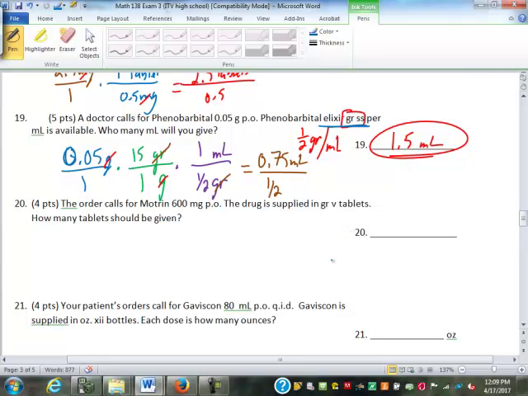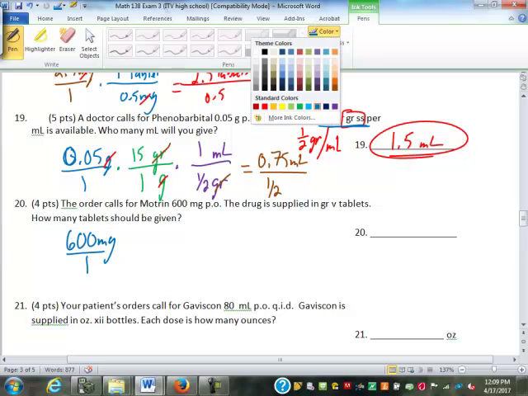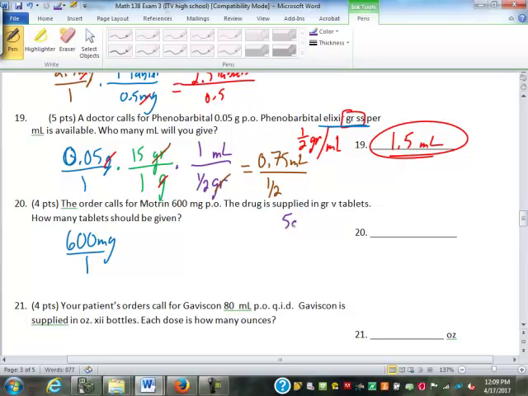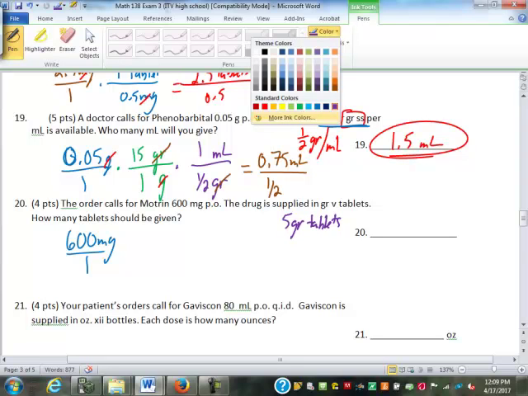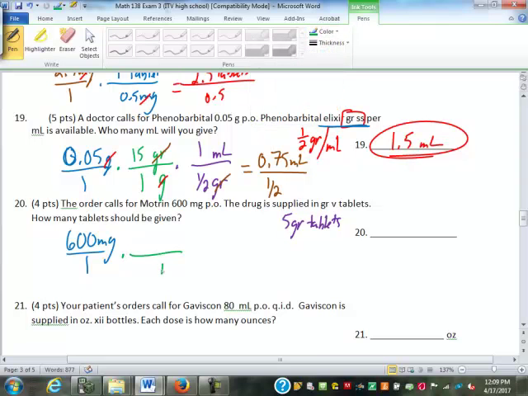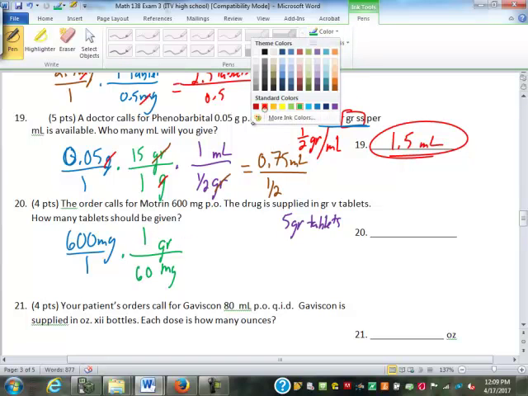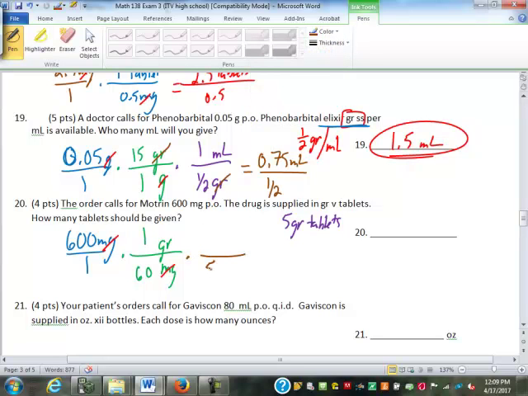Next, our order calls for Motrin, 600 milligrams. Drug is supplied in GRV, that is 5 grain tablets. So we first must convert our milligrams to grains. 1 grain is 60 milligrams. And now then we can convert grains to tablets. 5 grains in 1 tablet.